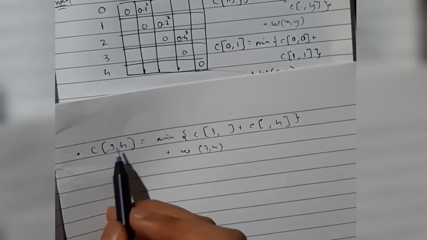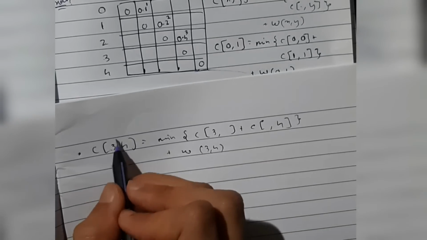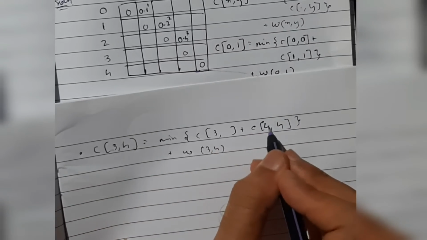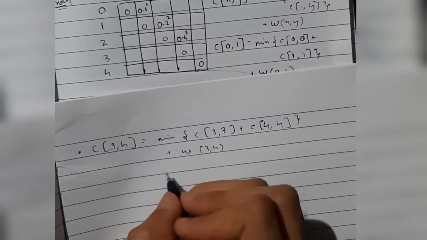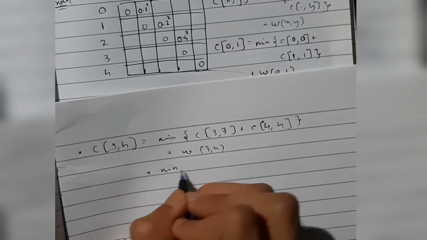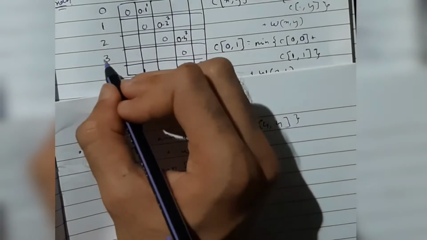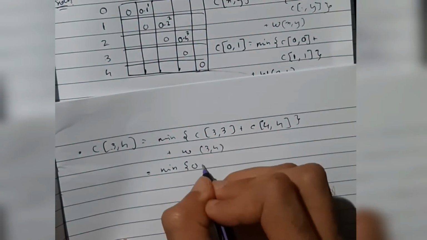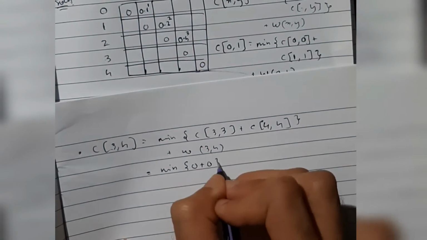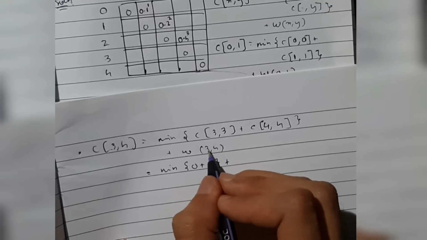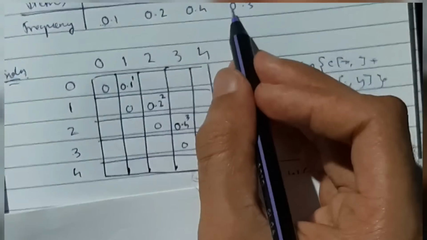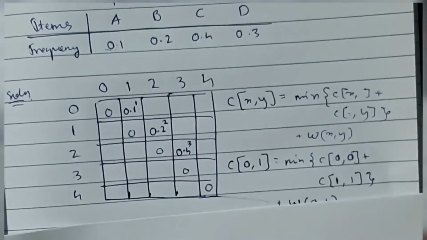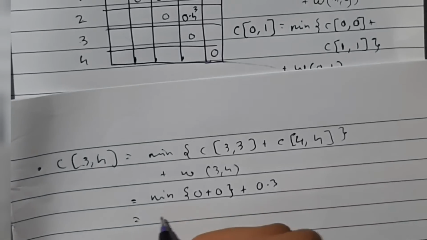Now see, we have two keys here, 3 and 4. We'll be ignoring the first one, so we'll be remaining with 4. So we'll be filling here with 4, and 4 minus 1 is 3. And then we'll be seeing the table and filling the values: C of 3 and 3 is 0 here, 0 plus C of 4 and 4 is also 0, plus what is the frequency of 4? W of 4 is 0.3 here. We'll be writing here 0.3. Now we'll get the answer as 0.3.